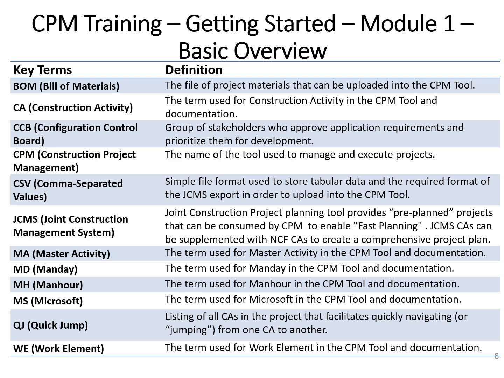JCMS, the Joint Construction Management System. MA, Master Activity. MD, Man Day. MH, Man Hour. MS, Microsoft. QJ is Quick Jump, and you'll see Quick Jump in your Construction Activity tab. Work Element, which is the tools, equipment, etc. that you need in documentation.